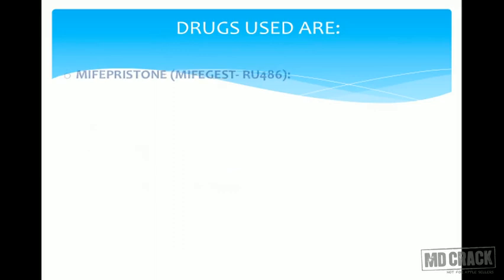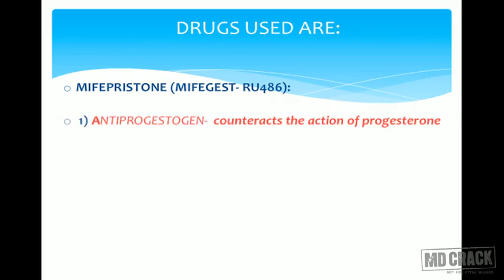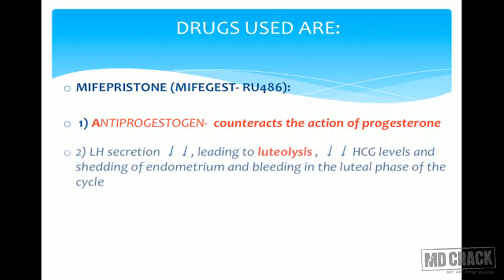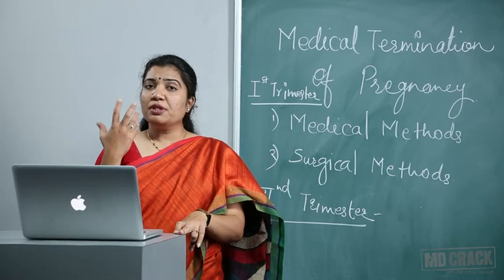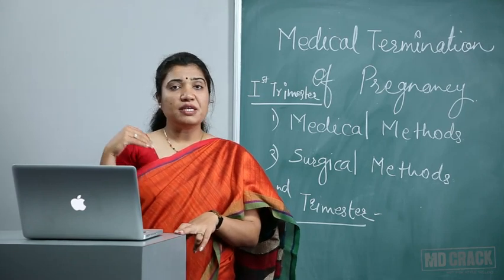The drug used in medical termination is Mifepristone. RU486 is the other name. It's basically an anti-progestogen. What it does is counteract the action of progesterone, and thus it decreases LH secretion. We know that the corpus luteum is maintained by LH and by the HCG secreted from the trophoblastic tissue, and this corpus luteum keeps secreting progesterone, which nurtures the pregnancy. But now this anti-progestogen goes and blocks all the progesterone receptors. That causes a decrease in LH as well as a decrease in HCG level.